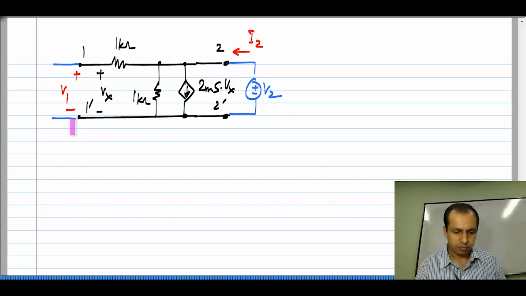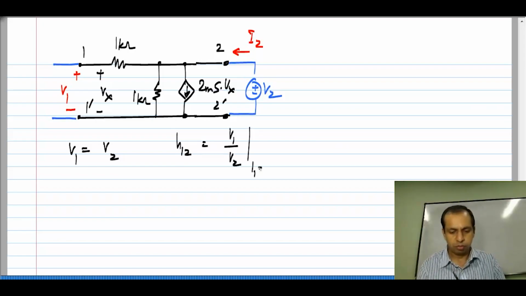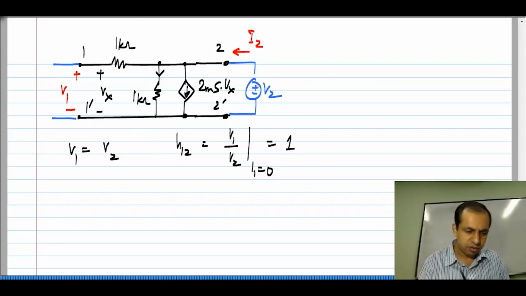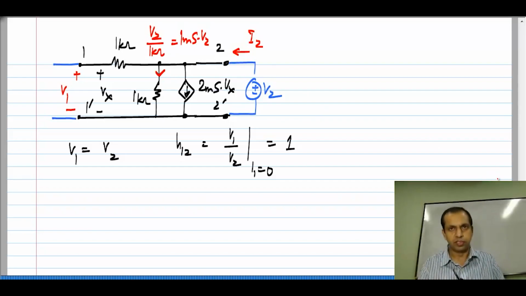Okay. So, we have V1 equals V2, which tells you that H12, which is V1 by V2 with port 1 open circuited, is simply 1. Okay. So, now we have to calculate I2. First of all, this V2 appears across the 1 kilo ohm resistor. So, we have V2 by 1 kilo ohm or 1 millisiemens times V2 flowing through the resistor.